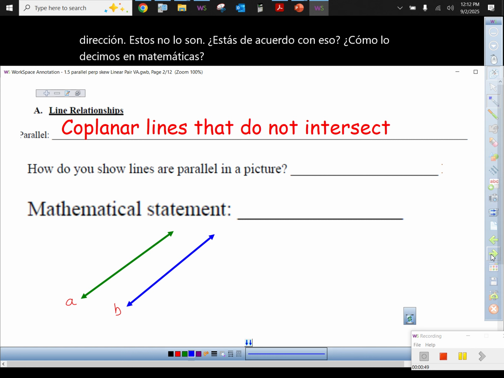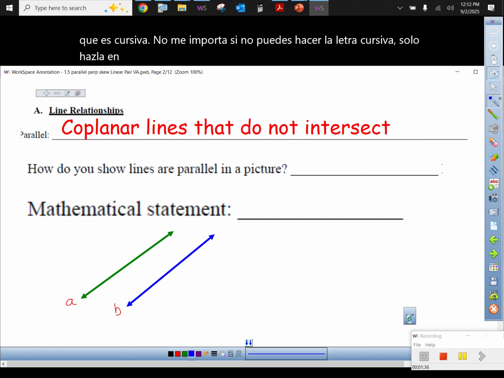Could you please draw these two lines in, I know I didn't give you much room. Starting in chapter 2 you'll have more room, but notice I called one of them line A and I called one of them line B, just with a lowercase letter. It's supposed to be cursive. I don't care if you can't make the cursive letter, just make it lowercase, right? So a lowercase a and a lowercase b.